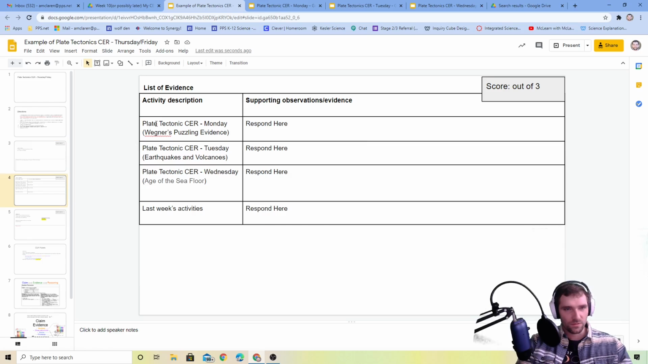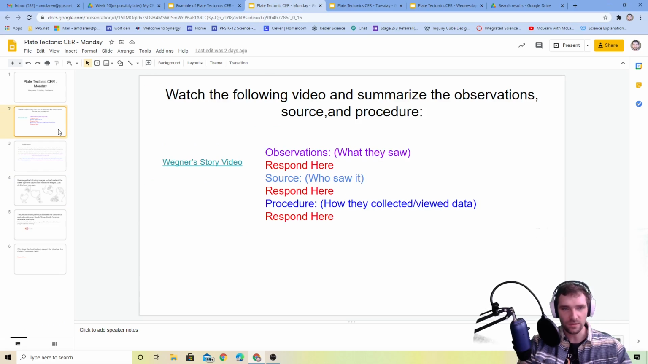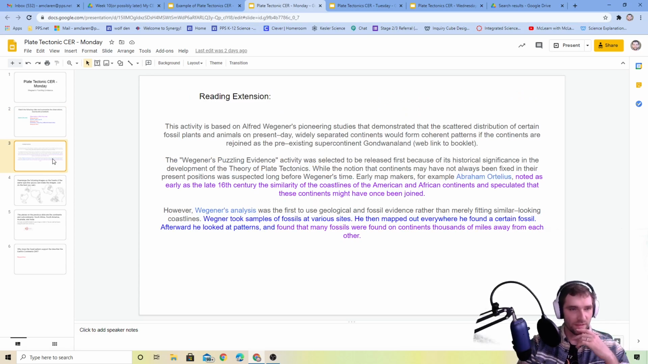So for our first piece of evidence, this is the plate tectonic CER Monday, which was Wegener's puzzling evidence. If we look here at this activity, I've tried to color code the activity. You should be able to watch this video and then write down what you saw and who saw it in their procedure. I'm not going to do that right now in this video. I'm just going to refer to some of the other stuff that I have laid out here for you. Here's a little reading that summarizes some stuff, and I've color coded it for you as well to help you pull from that.